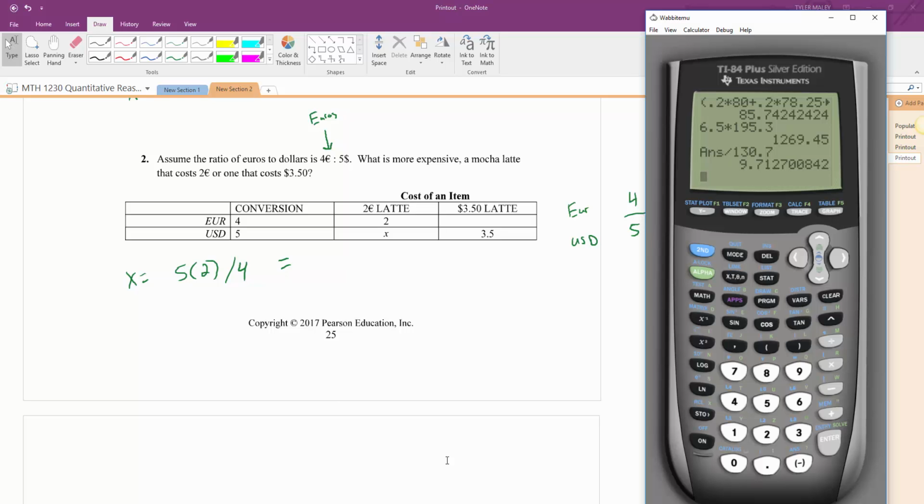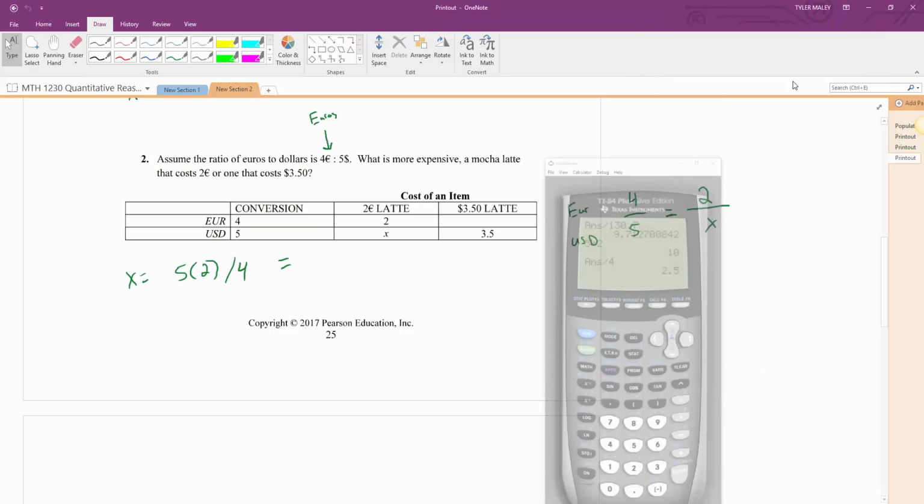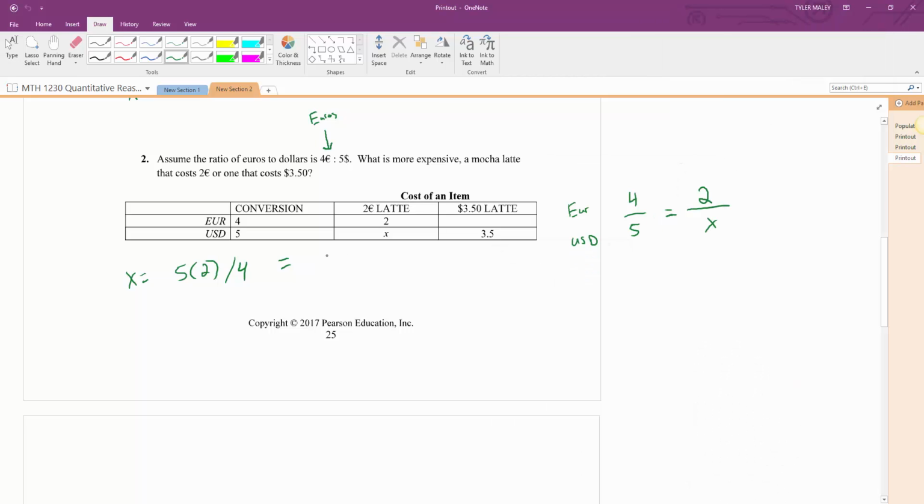You should be able to do that in your head, but just in case you want to plug it in really quick, 5 times 2 is 10, and if we divide that by 4, we get 2.5, so $2.50. So 2 euros is equivalent to $2.50, which is what we figured out.